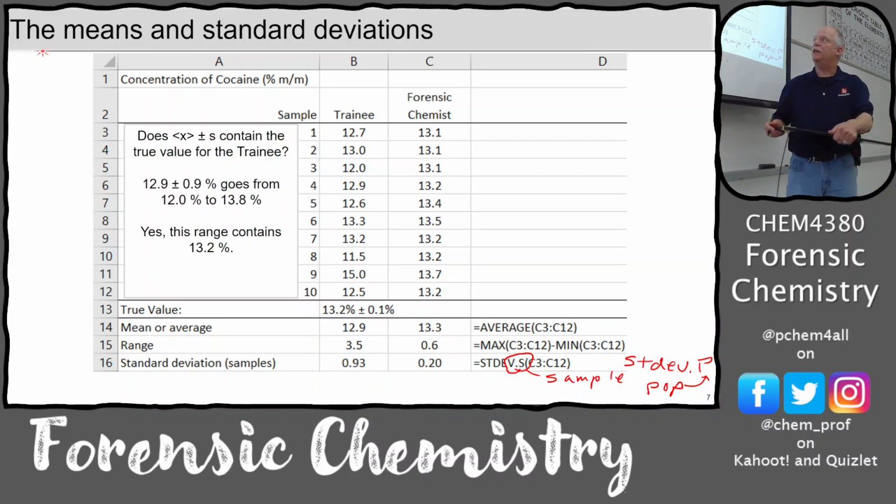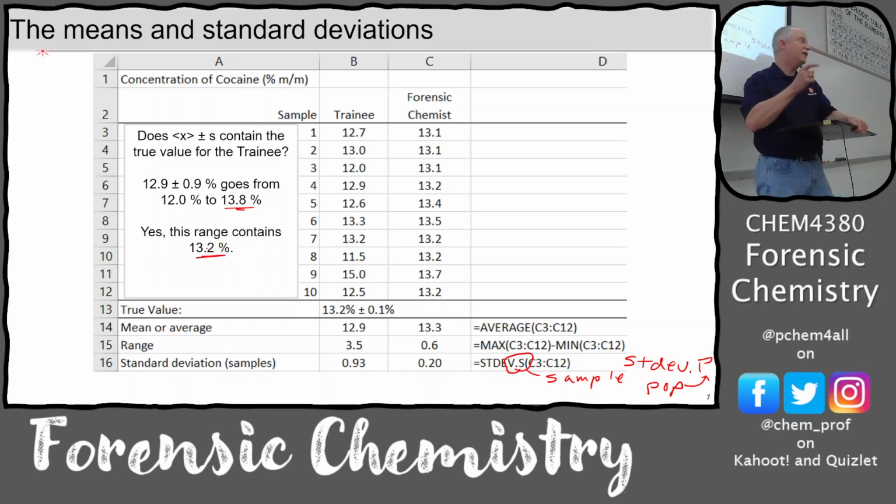So you can look at this now and you could say that the mean value or average value plus or minus s, does it contain the true value for the trainee? Here we have the mean, 12.9. Here's the standard deviation, 0.9. So 12.9, if you add 0.9 to that, it gets up to 13.8. And so yes, because it goes up to 13.8, that contains 13.2. So we would say that the uncertainty, even plus or minus 1 sigma, contains the accepted value.